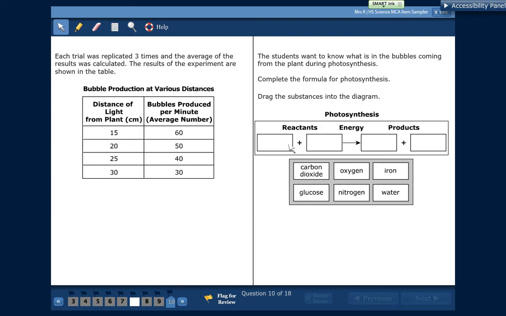So reactants, what does a plant need to start with? We know plants need light. That's the energy. We also know plants need water. And plants need to take carbon dioxide in through the leaves. This arrow means then, what do they produce? They release oxygen.